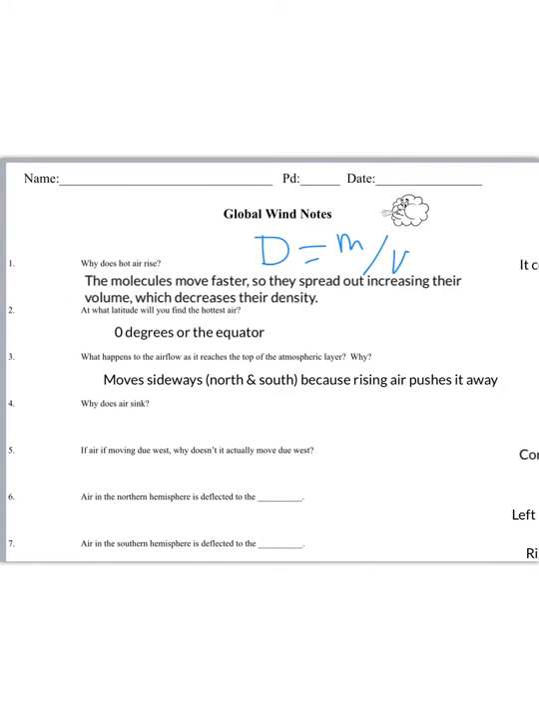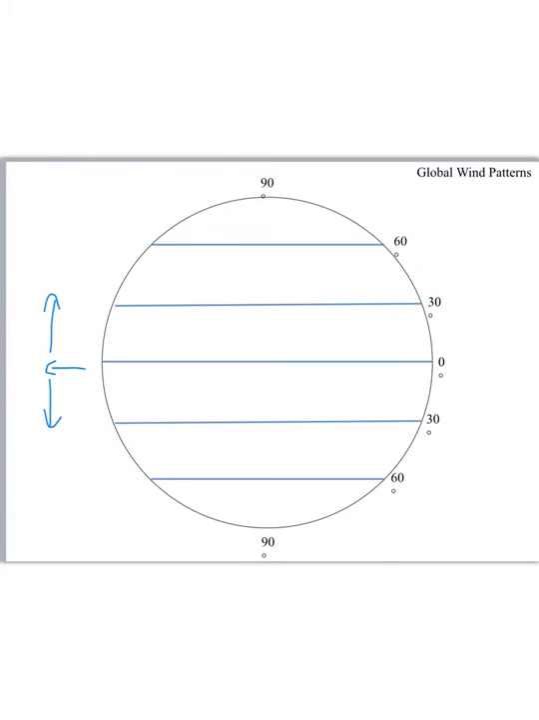Okay, our next question we have to think about is, why would air sink? It's the opposite of why it rises. It's going to sink because it's going to cool down. When it cools down, it's going to condense or move closer together, and that's going to cause the density to increase. So now that the air has been at the top of the atmosphere for a while, it's going to start to cool down. It'll condense. That'll cause it to sink at the 30-degree latitude, north and south.